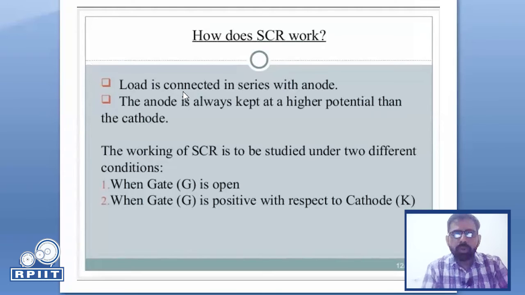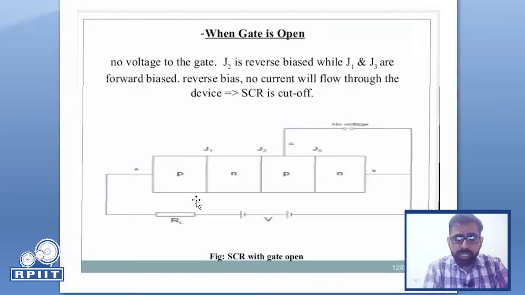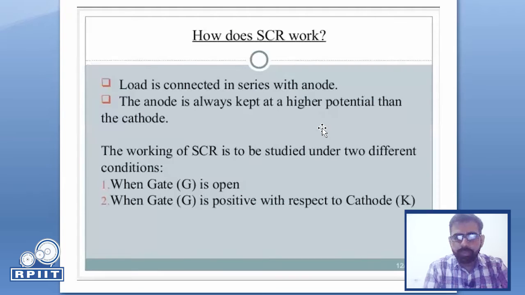So how does the SCR work? The load is connected in series with the anode, right? So we will understand this with the same diagram. This RL is our load, right? This RL load is connected in series with our voltage source, and this is our SCR. PNPN configuration. It has the J1, J2, J3 junctions. And this is our gate terminal, right? This gate terminal has basically two kinds of working, which we will understand using these structures.